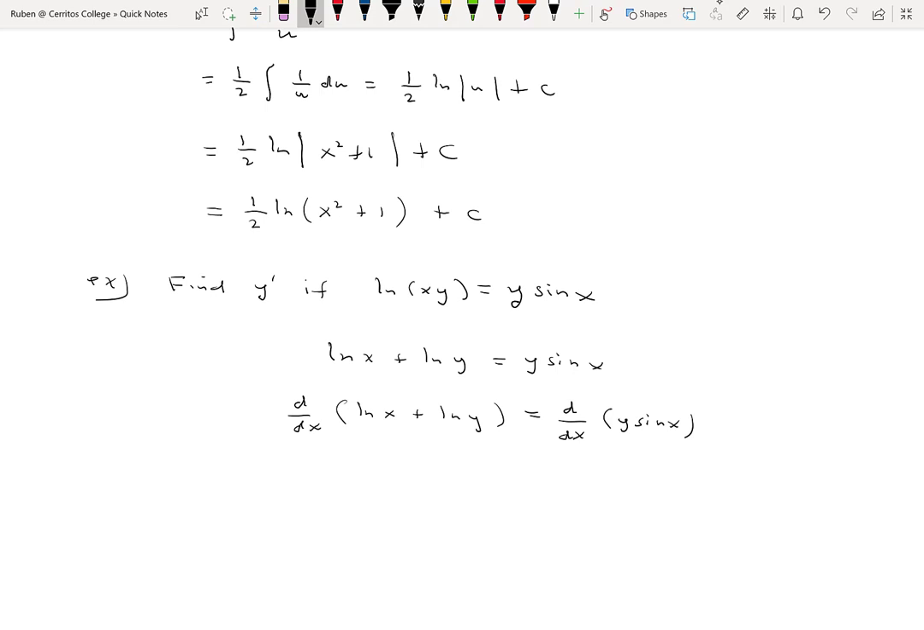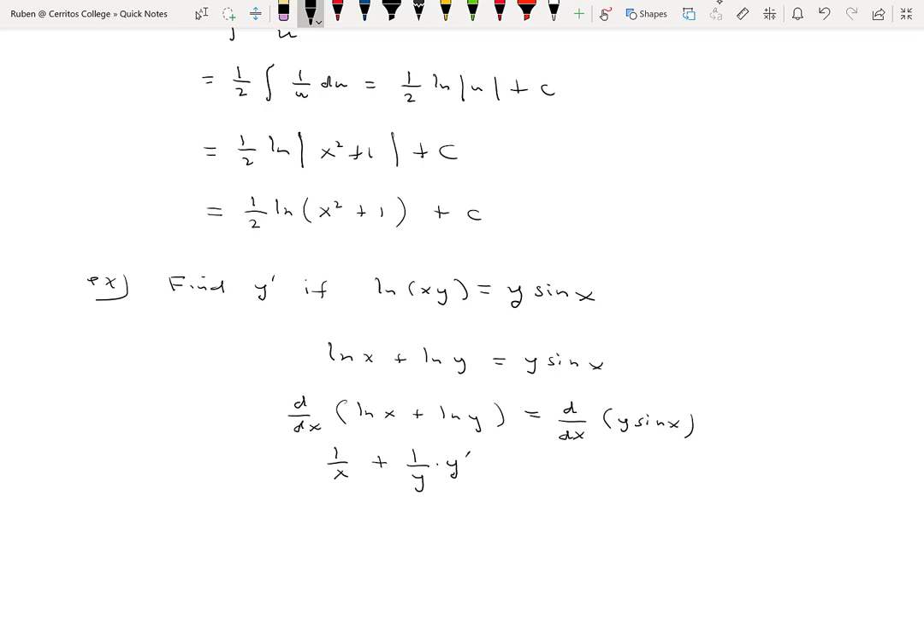Then differentiate. The derivative of log of x is 1 over x. Now you have to think about y as a function, not of just a single variable, but a function. So we need to use the chain rule on this, or the rule we learned for implicit differentiation for log of y. The derivative of log of y is 1 over y. That's the derivative of the outside function. Leave the inside function y alone. Take times the derivative of the inside function. Well, the derivative of the inside function is y prime.